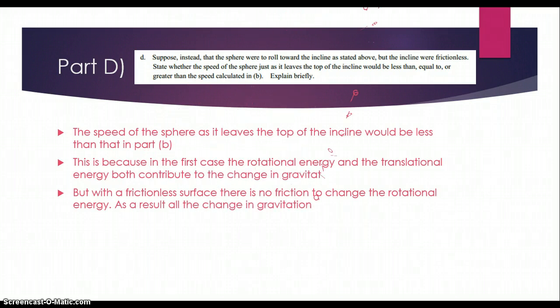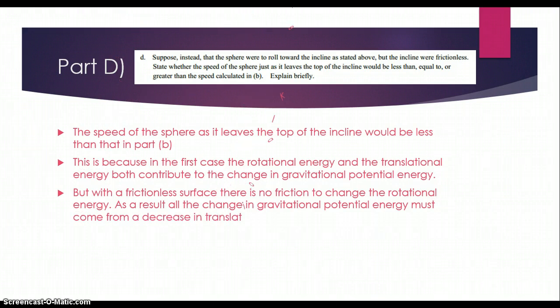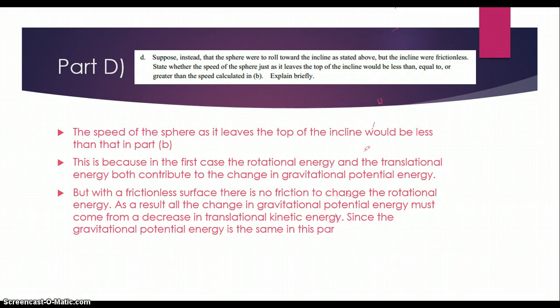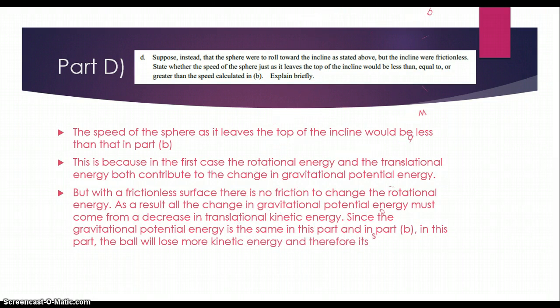And this is because in the first case, the rotational energy and the translational energy both contribute to the change in gravitational potential energy. But with the frictionless surface, there's no friction to change the rotational energy, and as a result, all the change in gravitational potential energy must come from the decrease in kinetic energy. So basically, just the translational kinetic energy is contributing in this part. And since the gravitational potential energy change is the same in this part and in part B, the ball will lose more kinetic energy and therefore its speed will be less.